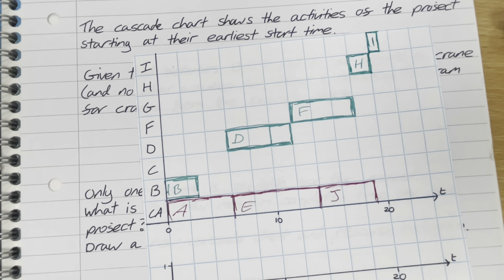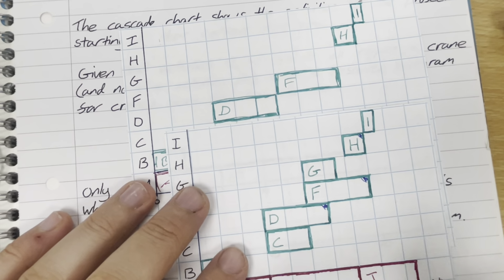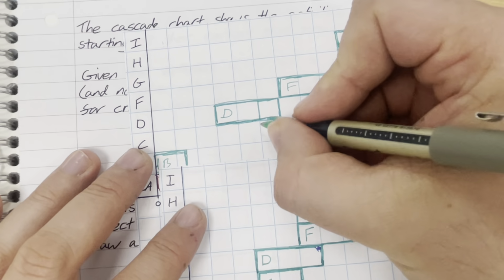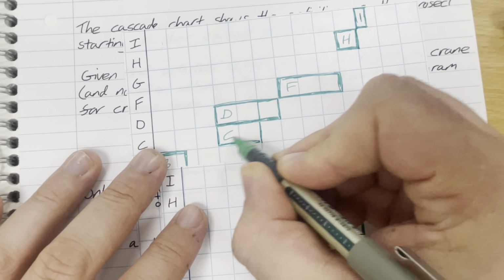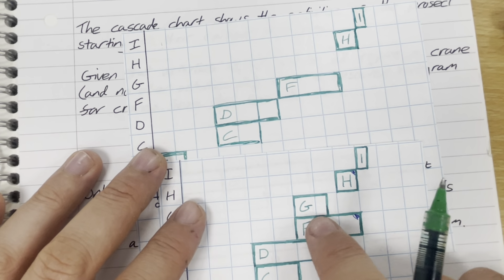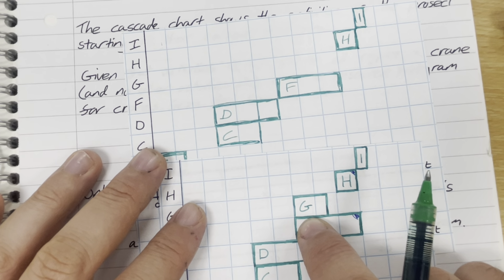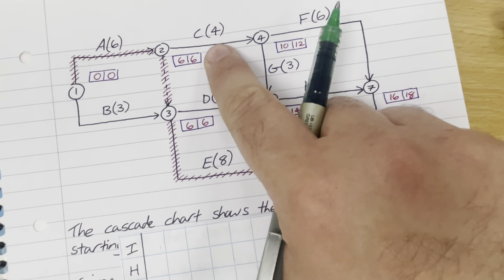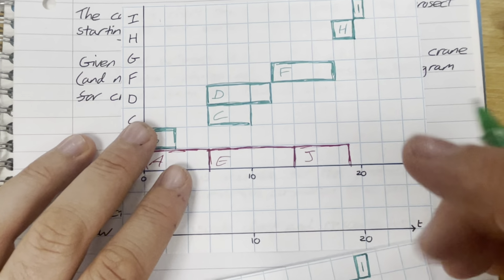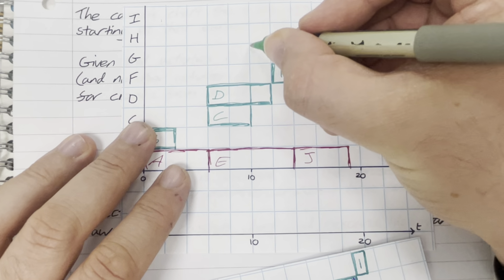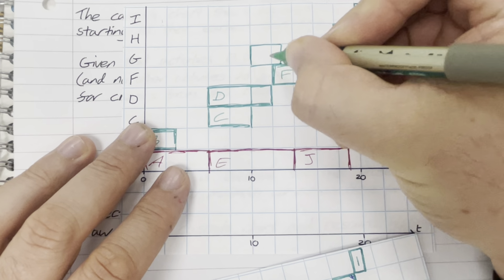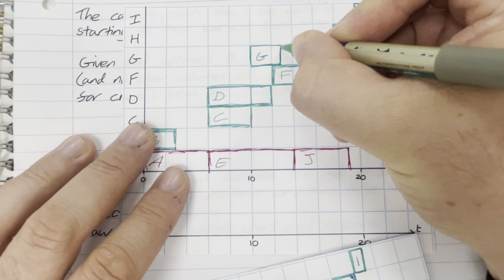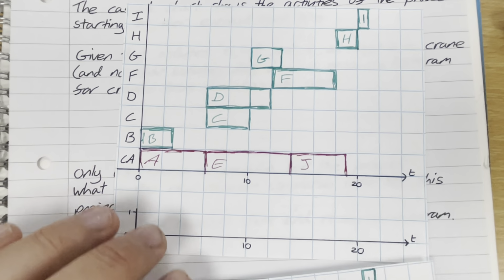The other activities should be able to fit in without any problems. So C started at the same time as D, so that can still happen. It is worth checking to make sure that they can still all go in their places. G can still go there. Look at the network, it just requires C to have been finished. So G can still start here, and that takes 3 units of time. There we go. And that's all the activities now.